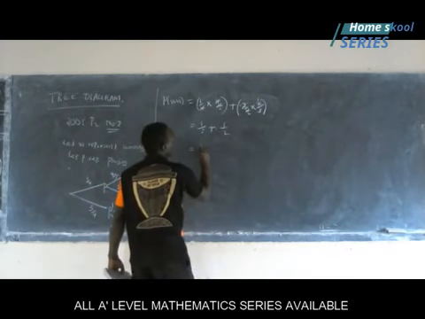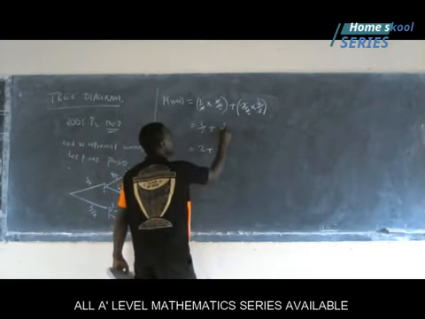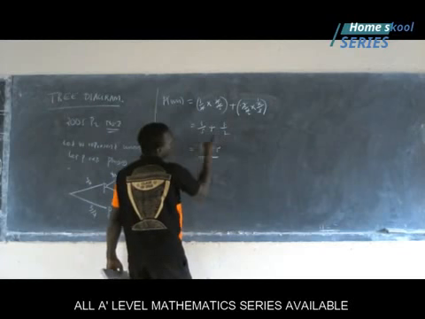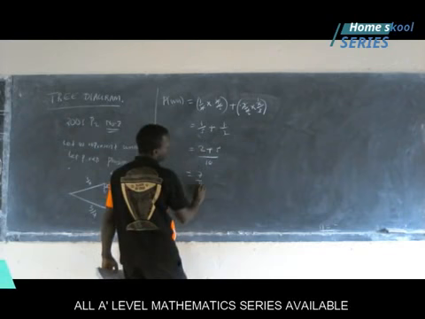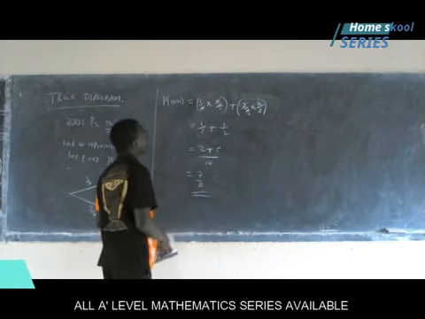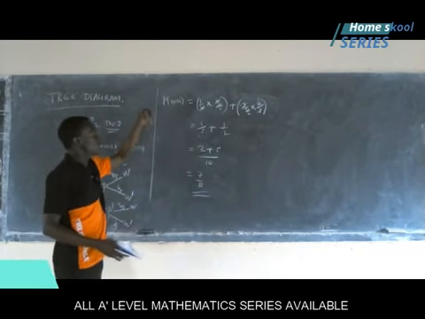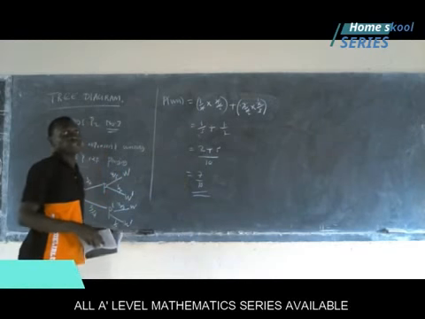2 times 1, it is 2. 5 times 1, it is 5. 5 times 2, that is 10. Giving us here 7 divided by 10. Therefore, the probability that his team wins becomes 7 out of 10.